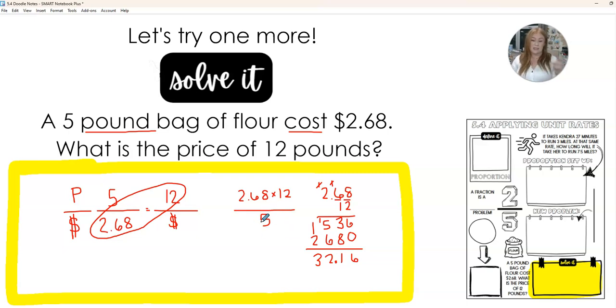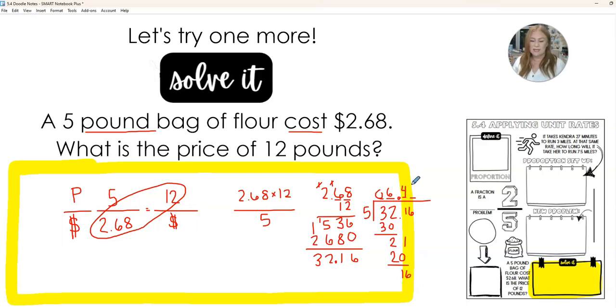Now we need to cut it into 5 groups. So we have $32.16, but we are dividing that by, oh, yep, by 5. I was right. Okay. So we need something above the 3, the 2. Here's my placeholder or my decimal, 1 and 6. 5 can't go into 3, but it goes into 32 6 times, which is 30. 2 left over, bring down the 1. 5 goes into 21 4 times. And there's a 0, or 20. 1 left over, bring down the 6.